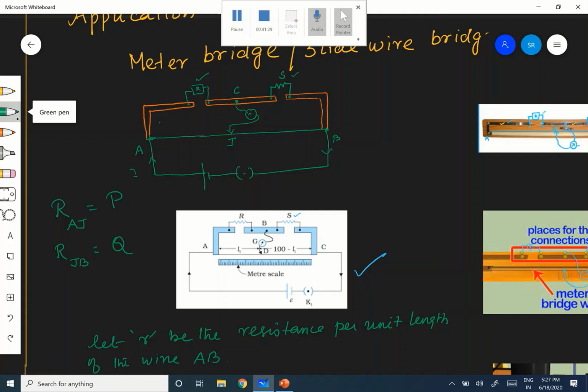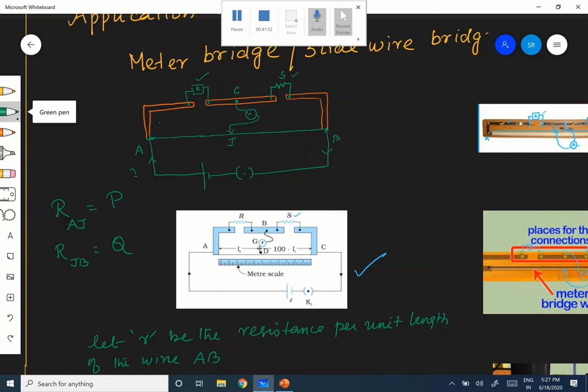Connect the circuit like this. Then the galvanometer is there, no? With the galvanometer here, you have to search with this jockey. The jockey has to be taken throughout the length of the wire A to B. You have to slide it. That is why it's called a slide wire bridge. You have to slide it.